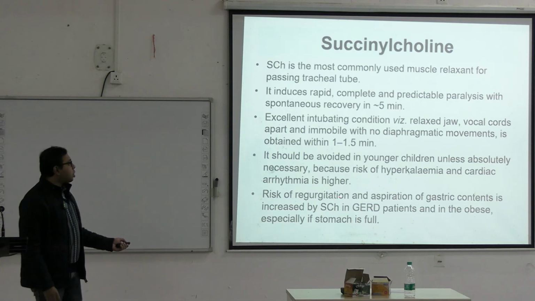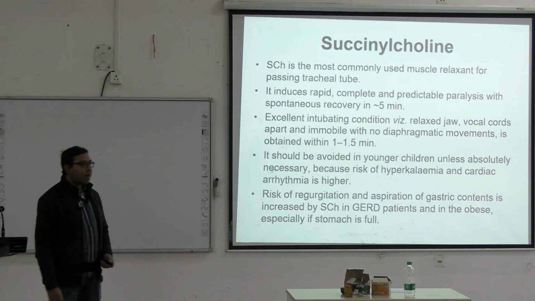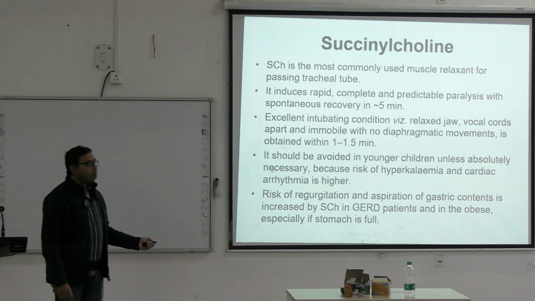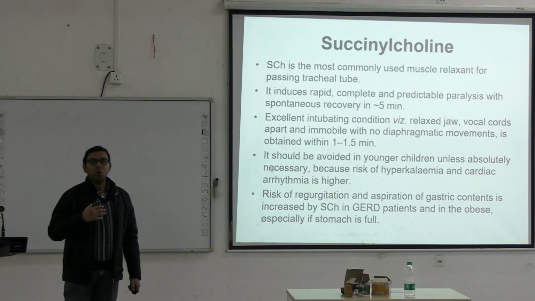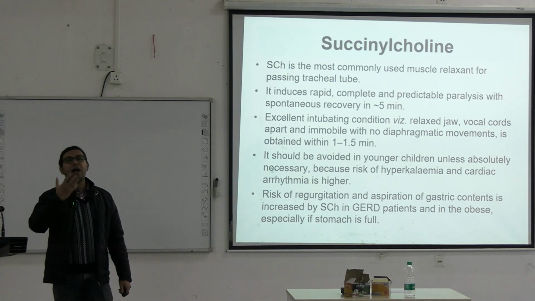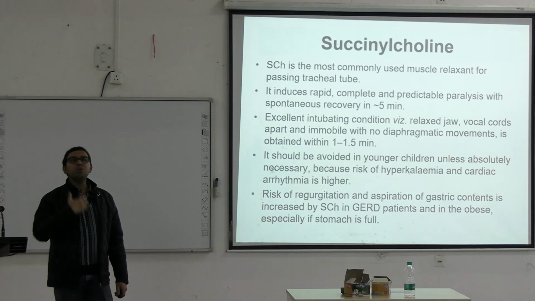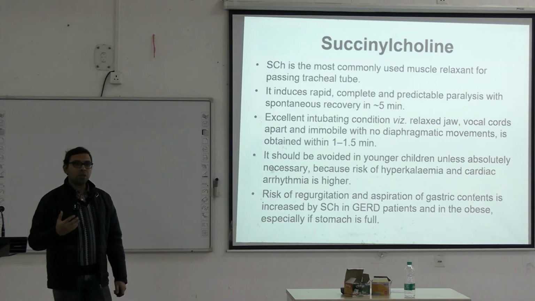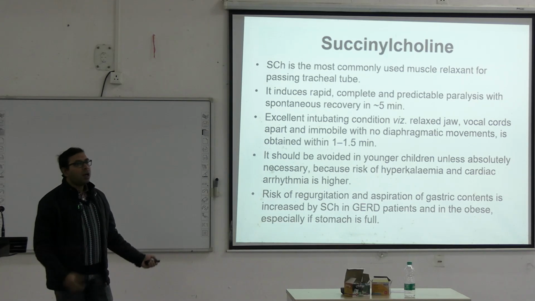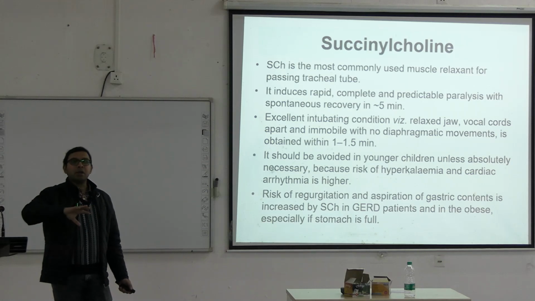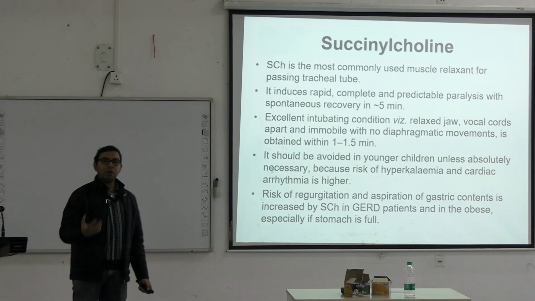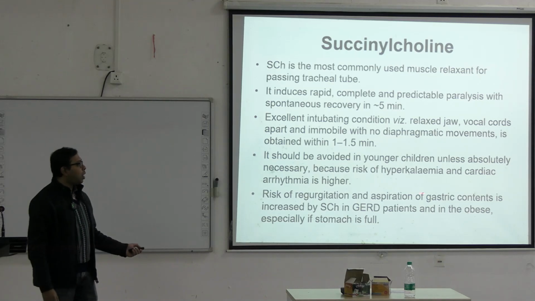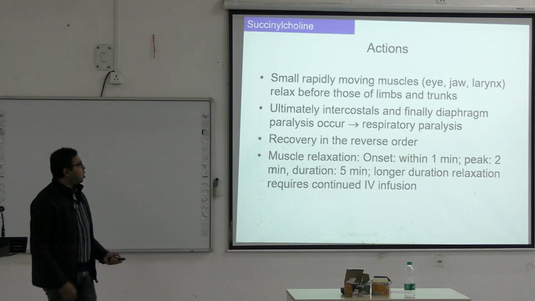There may also be some risk of regurgitation and aspiration of the gastric contents. This is increased in a patient with gastroesophageal reflux disease. In some patients when there is reflux, the gastric content comes out through the esophagus. So there are always chances of regurgitation and then aspiration into the lungs, because the muscles will be relaxed. So there will always be the problem of aspiration of the gastric content.